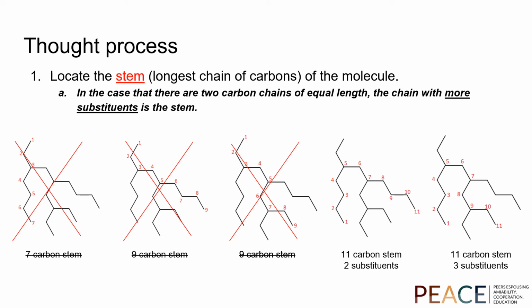If we look at the one on the left, it has 1, 2 substituents, while the one on the right has 1, 2, 3 substituents. Thus, the carbon chain on the right will be what we are basing our name off of.